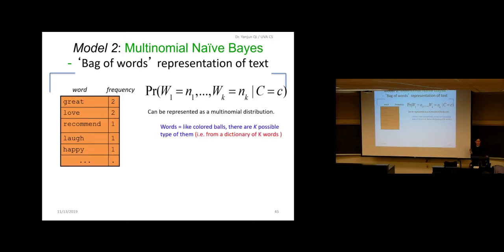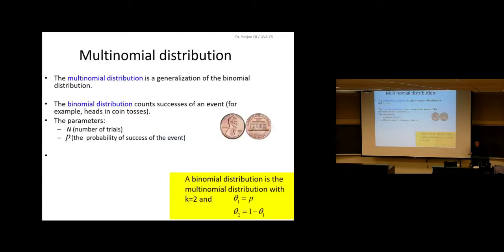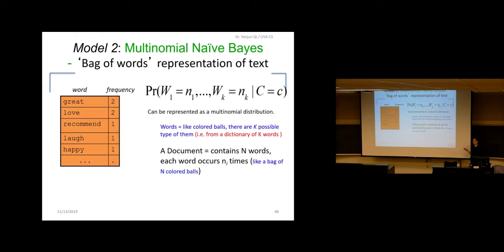In this case, words are like colored balls, right? There are k possible colored balls. In this case, actually, k is the vocabulary size. In total, a document contains capital N words. Each word occurs n_i times, like a bag of N colored balls, right? How do you represent its probability? A very classic probability function to model this type of count vector is the multinomial distribution.